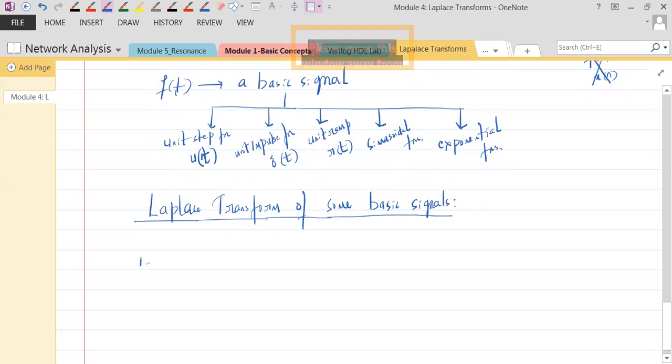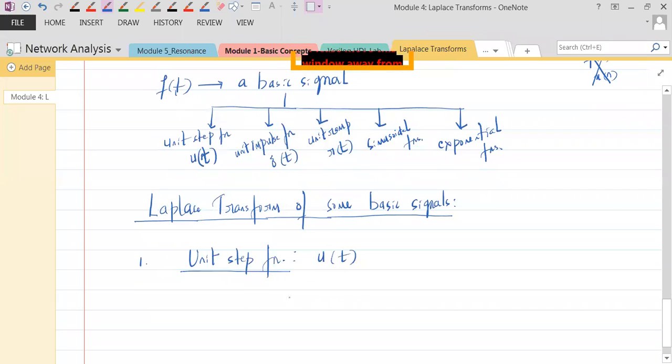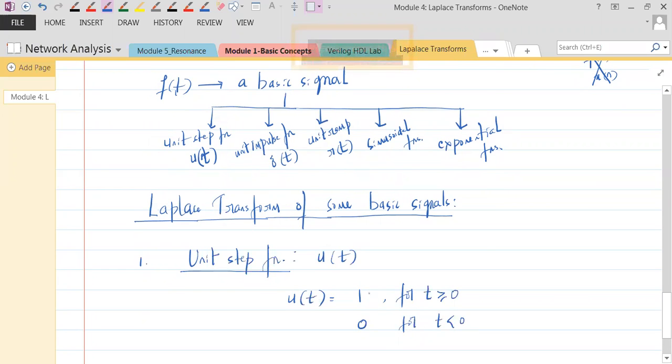The first one is the unit step function. It is denoted by u of t. What is u of t? U of t is 1 for t greater than or equal to 0, and it is 0 for t less than 0. This is your unit step function.